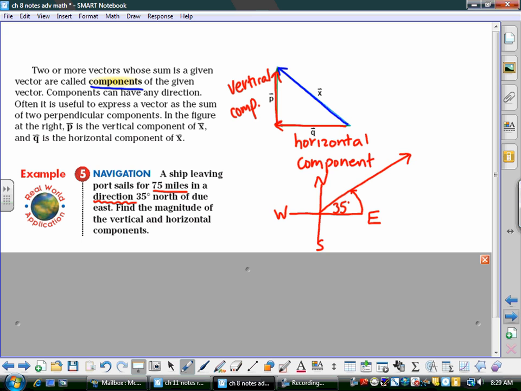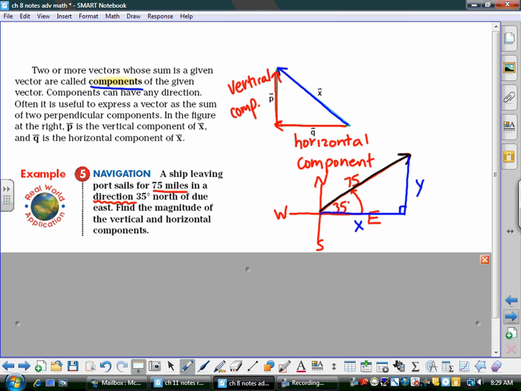That is 35 degrees north of due east. How long is that vector? That vector is 75 miles long. So the vector that we're talking about here in this example is this black one. It's 75 miles long, 35-degree angle. Now let's do the question. Find the magnitude of the vertical and horizontal components. So they want us to break this vector down into, I'm going to do the horizontal one first, a horizontal and a vertical vector. And they want us to figure out what's this and what's that.